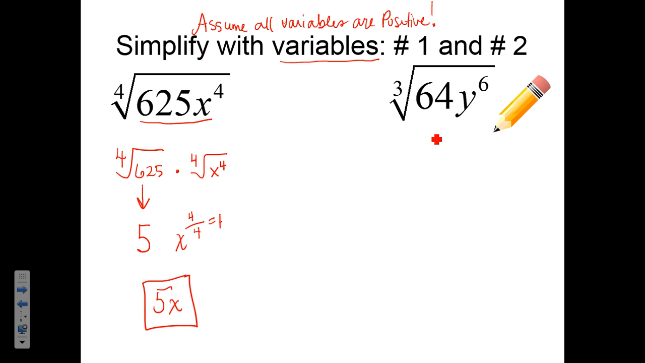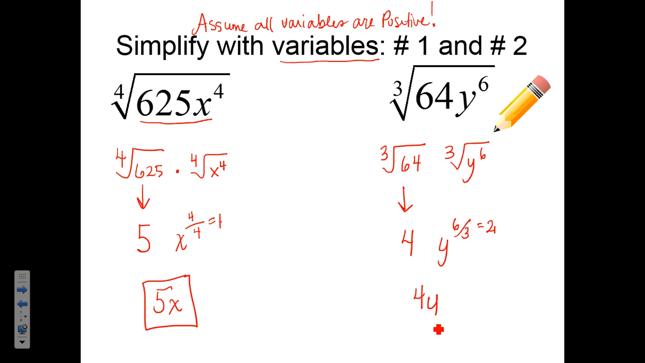Okay, well, let's try this one. Break it apart. Cube root of 64, cube root of y to the 6. All right, the cube root of 64, if we're looking at our sheet, that happens to be a perfect cube. That is a 4. Rewrite this in rational notation. And 6 divided by 3 is 2. And so this would be 4y squared.